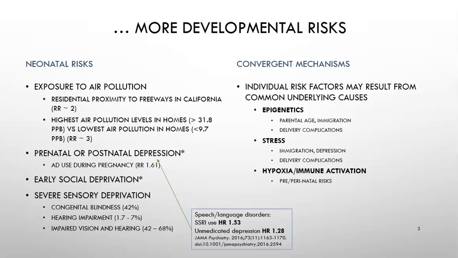So there are more developmental risks. Neonatal risks would be exposure to air pollution. Residential proximity to freeways in California tends to increase the risk. Comparing the highest air pollution levels in homes versus low air pollution levels in homes, we see that those with higher air pollution in homes have an increased risk.